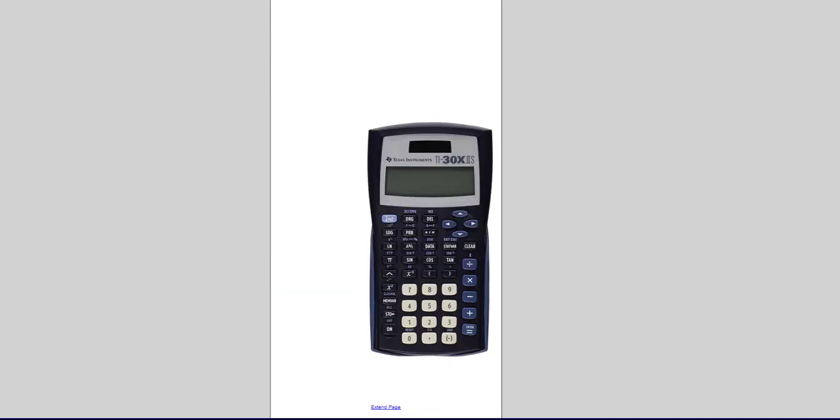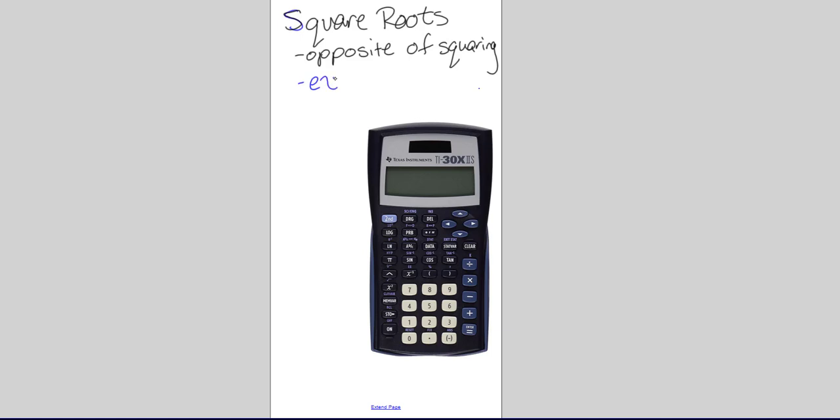So next, roots. And we'll just talk about square roots here. Square roots are the opposite of squaring something. So, for example, since 4 squared is 16, that means the square root of 16 is 4. When we say the square root of 16, we're trying to figure out what times itself gets us 16. So it would be 4.